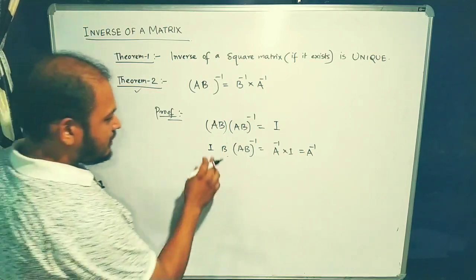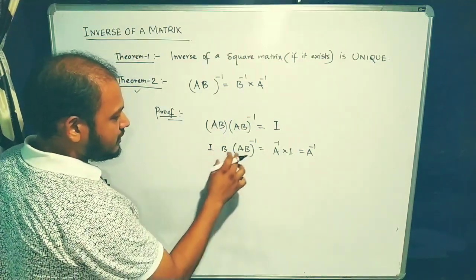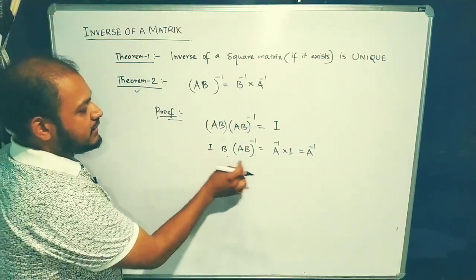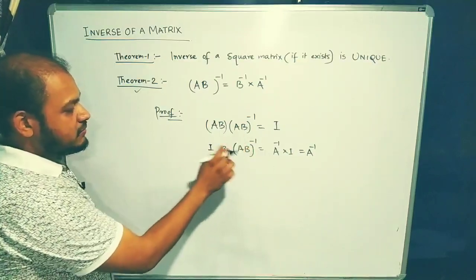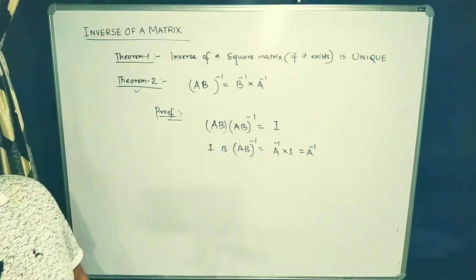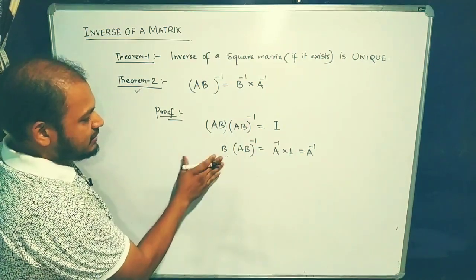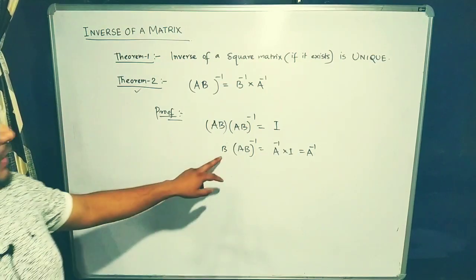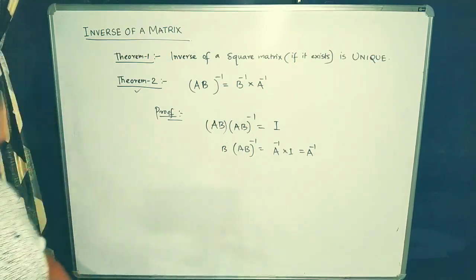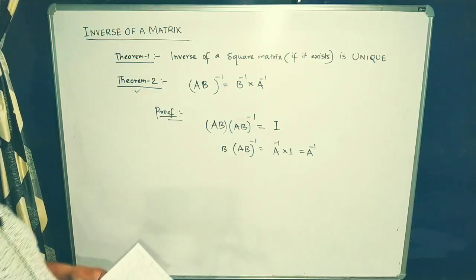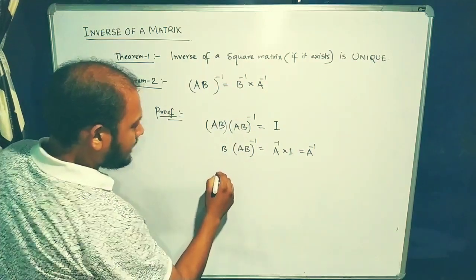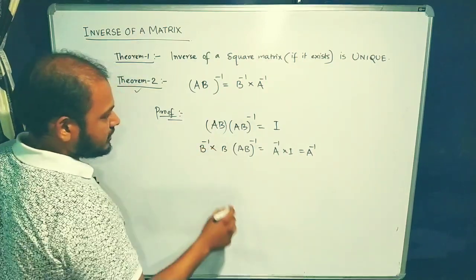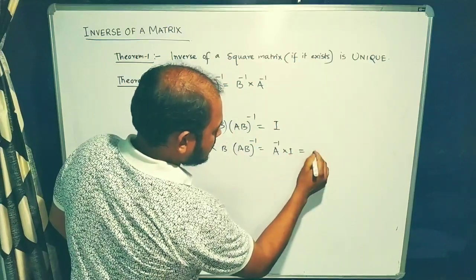So we are seeing that identity matrix into B into AB inverse is equal to A inverse. Now recall again, identity matrix into this entire matrix is again this entire matrix, whether you multiply by I or not, it does not matter. So you are left with B into AB inverse is equal to A inverse. Now multiply by B inverse on both sides, so B inverse will come in the first position.